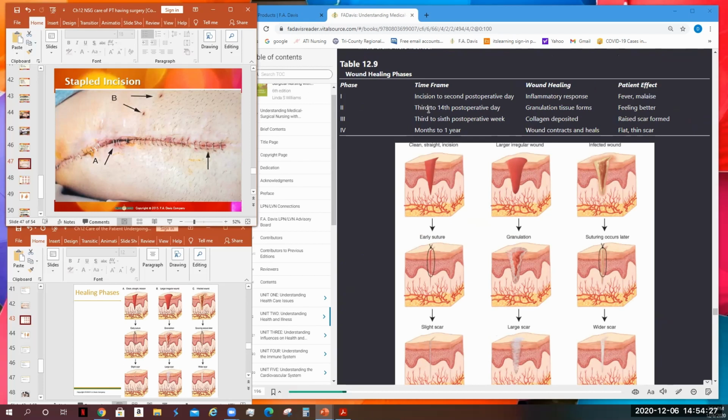In the third phase, the time frame is from the 3rd to the 6th postoperative week. This is when collagen is deposited and a raised scar is formed. Phase 4, the time frame is months to 1 year. The wound contracts and heals, and the patient effect is a flat, thin scar.